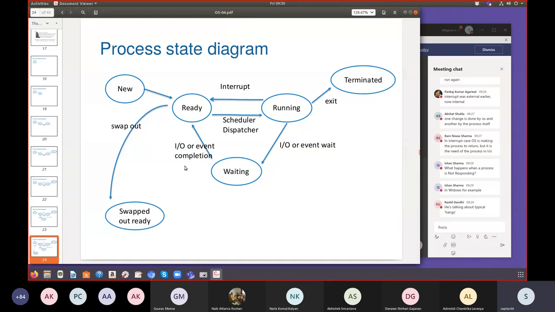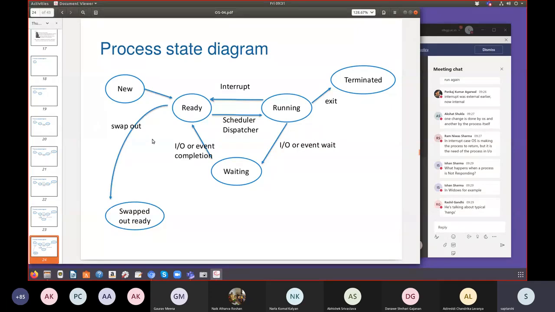Okay, let me proceed. So as I said, we have discussed it here, right? So I hope the difference between this mechanism of going back to the ready state and this mechanism of going to the waiting state and then the ready state is clear. But as I said, the process state diagram is actually more complicated, and let's see the complications.